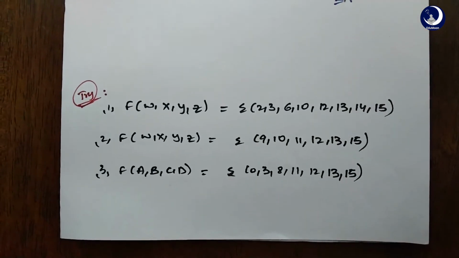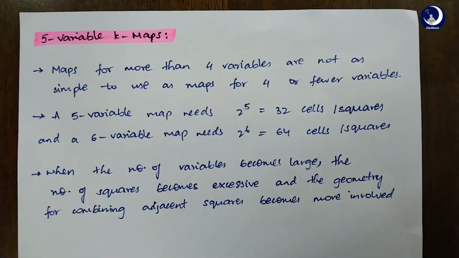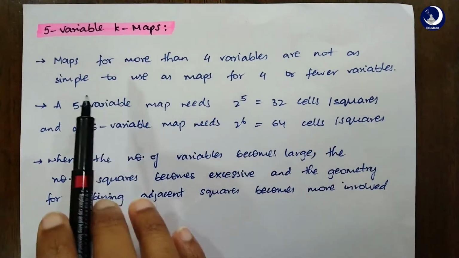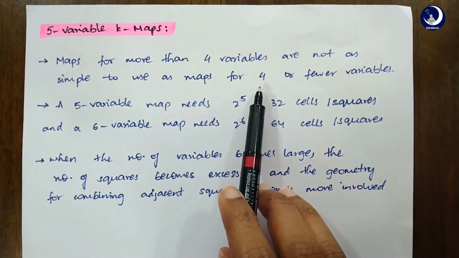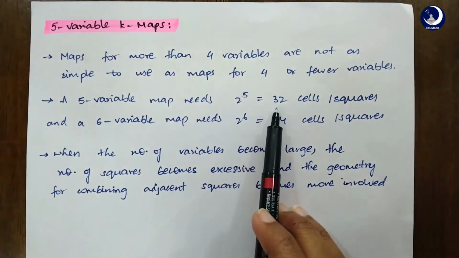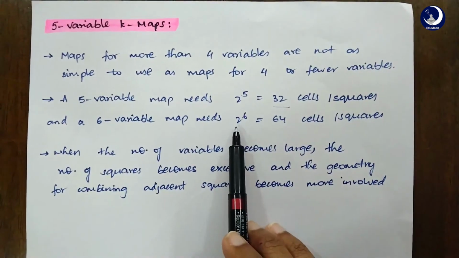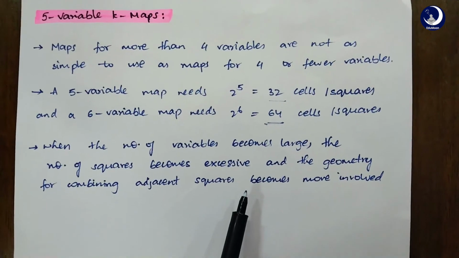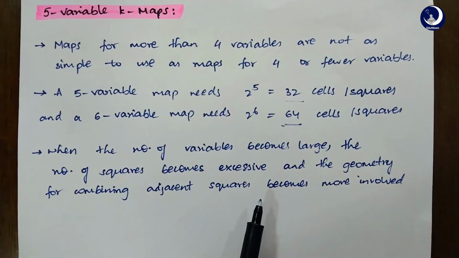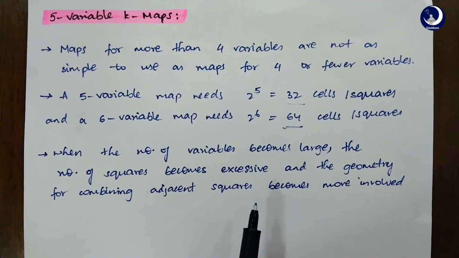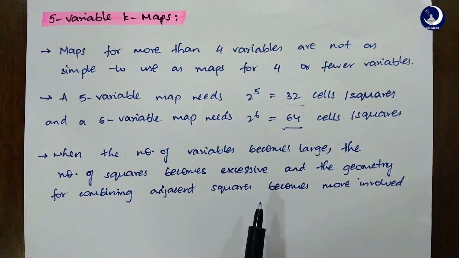Now we will look at the 5 variable K maps. Maps for more than 4 variables are not as simple to use as maps for 4 or fewer variables. For a 5 variable map, we need to form 32 cells, and for a 6 variable map, we need to form 64 cells. So usually we won't consider 5 variable K maps because it is very complex to put on paper and then solve. Mostly in the exam also, you will have questions up to 4 variable maps.